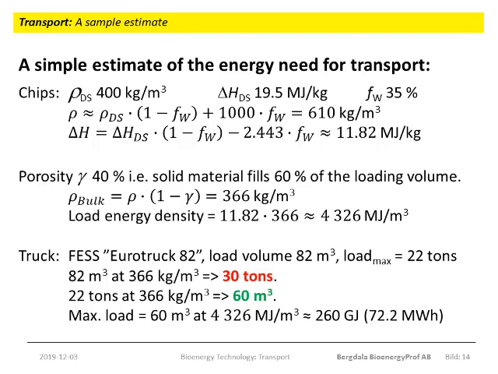This truck can load 82 cubic meters or 22 tons, and with the cargo we have, wet wood chips with a bulk density of about 366 kilos per cubic meter, we will hit the weight limit. We are not allowed to load 30 tons, but we are allowed to load 60 cubic meters. So then a full truckload will be 72.2 megawatt hours.